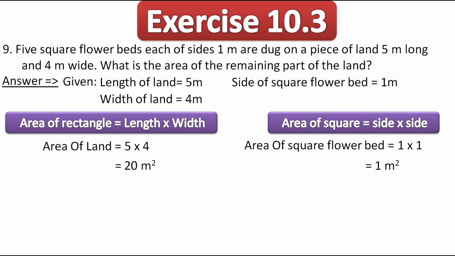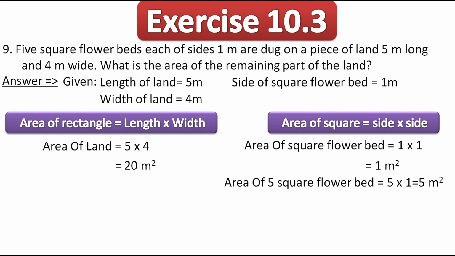Now I'll tell you, if you directly subtract this 1 meter from that, then that will be the wrong answer. Why? Because they have told us here starting only there are 5 square flower beds are there. Okay, they have placed 5 square flower beds. So the area of 5 square flower bed is equal to 5 into 1, which is equal to 5 meters square. This multiplication calculation we have to do in this question. So we got the area of 5 square flower bed is 5 meters square.